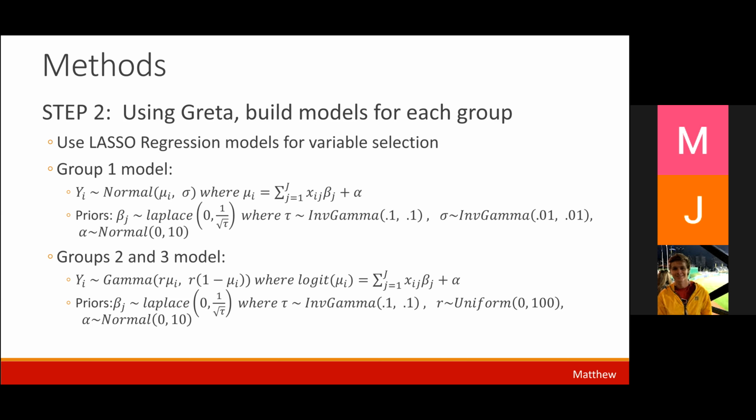So for group one, it was found that the data response seems to be normally distributed, so we used a normal likelihood. Whereas in groups 2 and 3, it was definitely right skewed and positive. So we used a gamma distribution for that. And we used a different kind of technique where we used a logit function over the expected value to then put it between 0 and 1, to then multiply by a constant in the gamma function.